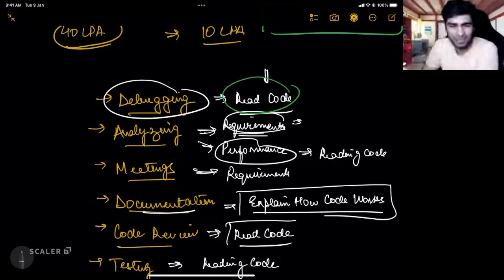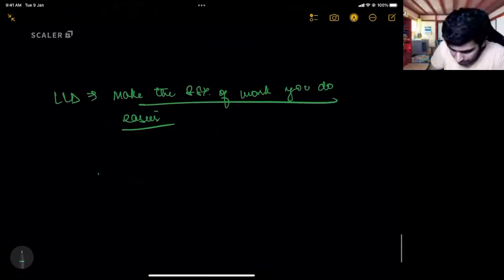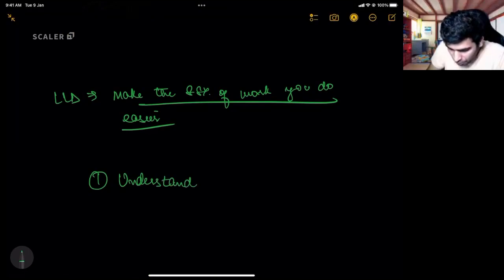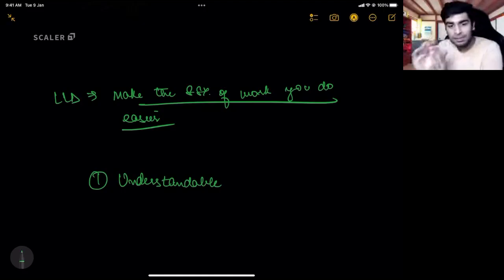Understanding the code is difficult. I mean, reading, anyone can do, right? Reading is the same thing. Just go and read the code. But understanding it is difficult. LLD helps you write a code that is understandable. It should not take much time for you to understand the code. You just read the code and it makes sense to you that, oh, this thing is happening here. This thing is happening here.